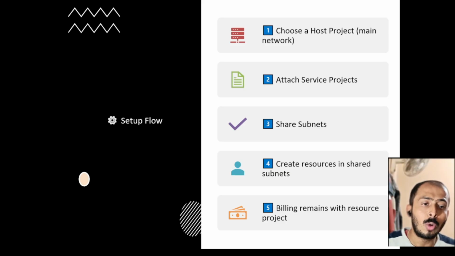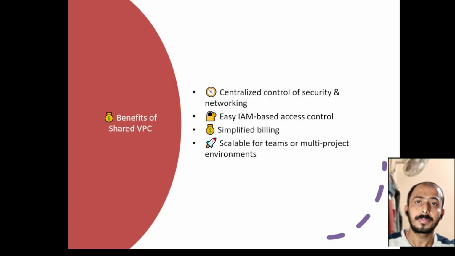So how does it work? One project here becomes the host project, and other projects like database and test projects become service projects. And one more thing, the shared VPC admin shares specific subnets, and service projects can create resources in those shared subnets. The billing stays with the project that owns the resources. So that means this service project which created multiple resources, the billing will reside under them only because they are using those resources. So what benefit does it offer?